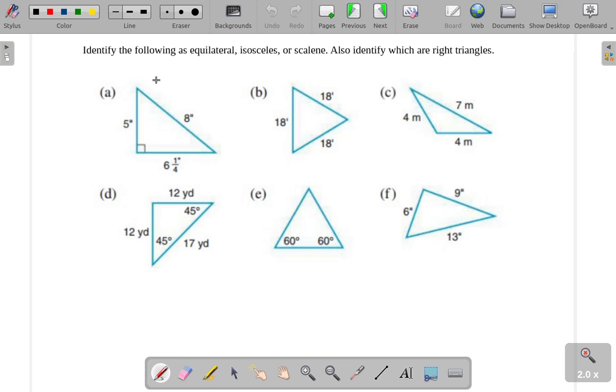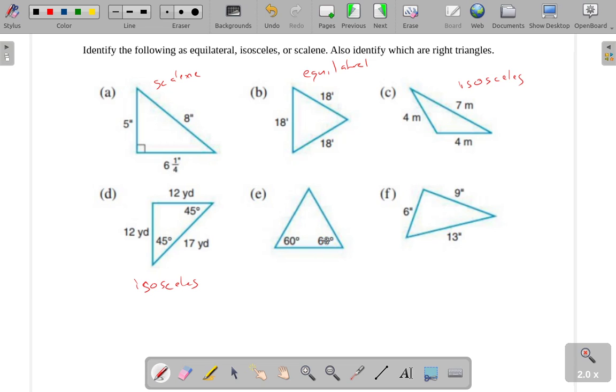So this first example, this one's scalene, because all three sides are different lengths. This one, all three sides are the same length, which means it's equilateral. This one, we have two sides being the same length, so it means it's isosceles. Here we have two sides being the same length, so it's isosceles.